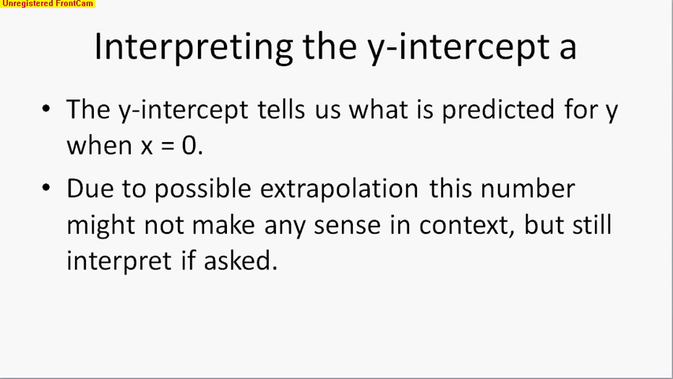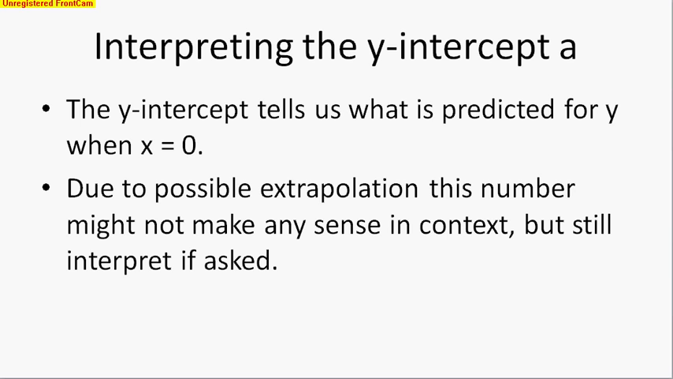All right, next up is interpreting the y-intercept, a. The y-intercept tells us what is predicted for y when x equals 0. So we think about what should y become if x is 0. That's a pretty easy definition of a y-intercept. Due to possible extrapolation, however, this number might not make any sense in context. Meaning for a y-intercept, you're kind of thinking about what y could be if x is 0. Well, if 0 is extrapolation because it's outside of your data range, you might get a value that really doesn't make any sense at all.